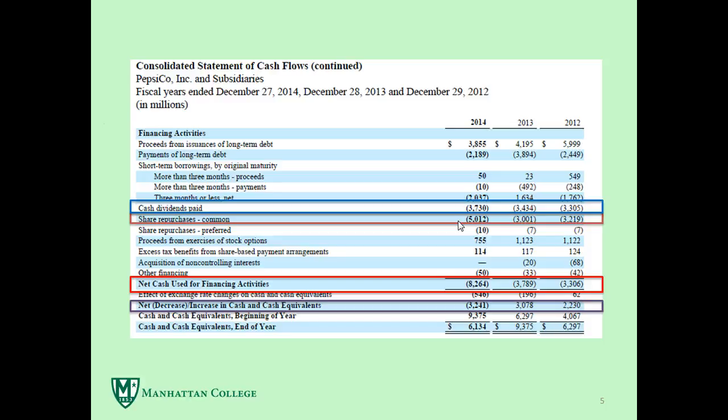So overall, even though PepsiCo generated a lot of cash, $10.5 billion from operating activities, it used about half of that in investing activities, $4.9 billion, and it used a lot more of that in financing activities, causing a decrease in cash of $3.2 billion in 2014. Cash and equivalents started the year at $9.4 billion and ended the year at only $6.1 billion.